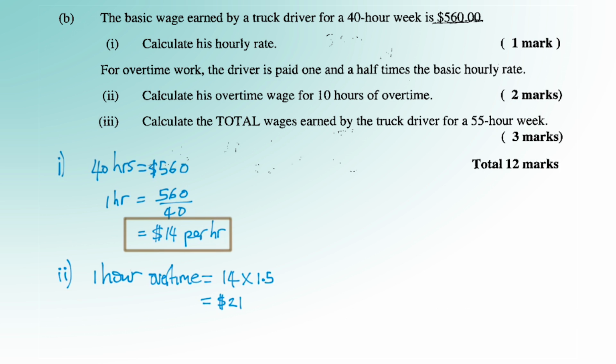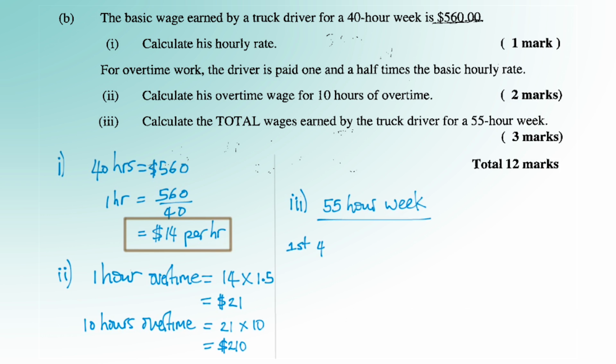1 hour overtime. You see the key there? That's the key. 1.5. So this is overtime wage. Now for 10 hours overtime, it's easy. You just multiply this by 10. And you get that number there. Move on with the next part.